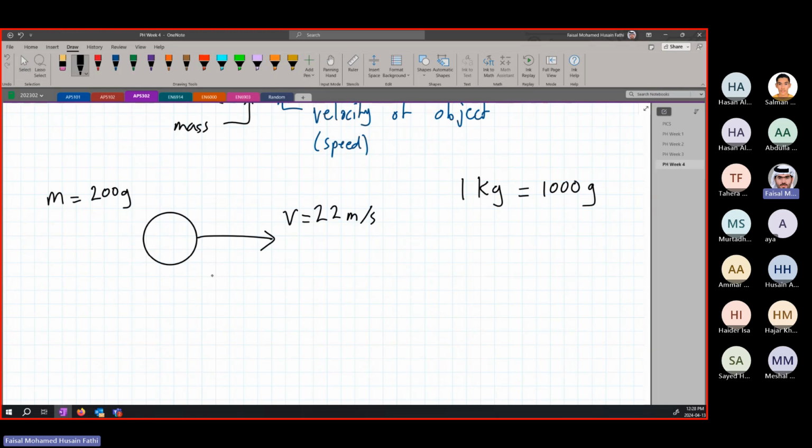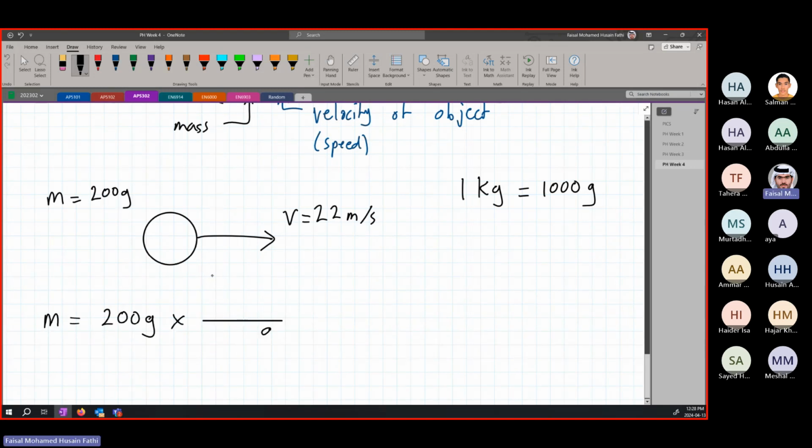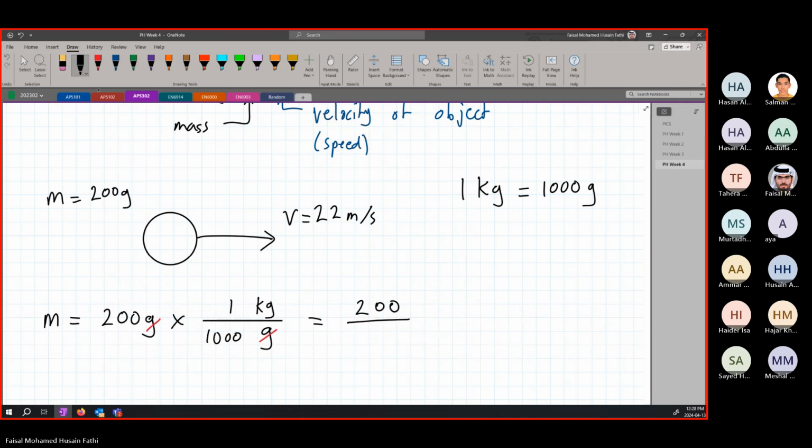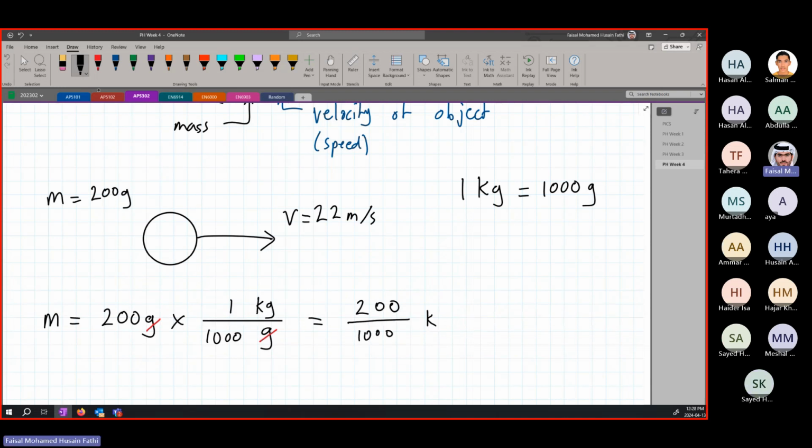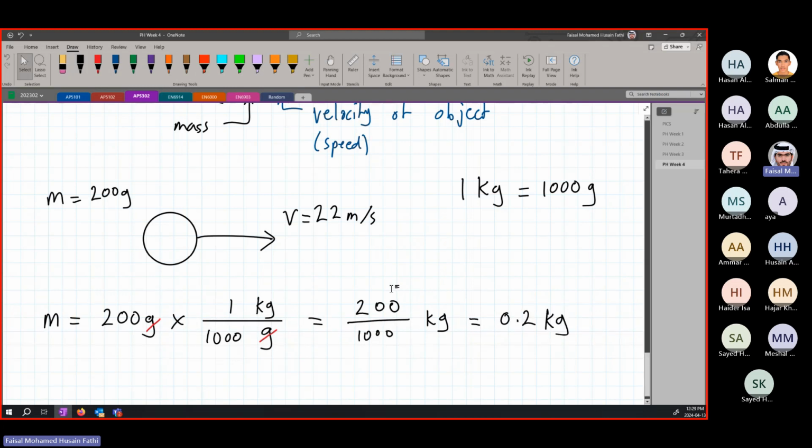The way you will do this conversion: m is equal to 200 grams times, we need to cancel the grams, so the grams will be down, and we want it in kilograms, so kilograms will be up. 1 kilogram is equal to 1,000 grams, so you'll put 1 up and 1,000 down. You'll notice here grams and grams will cancel. So you'll remain with 200 over 1,000 kilograms. If you just do this multiplication, this is basically equal to 0.2 kilograms. This is the first step you will do.